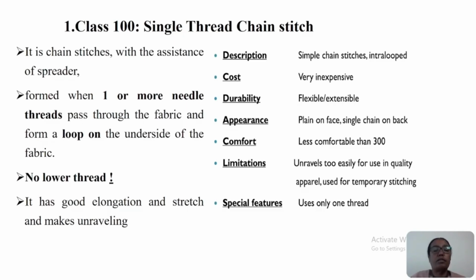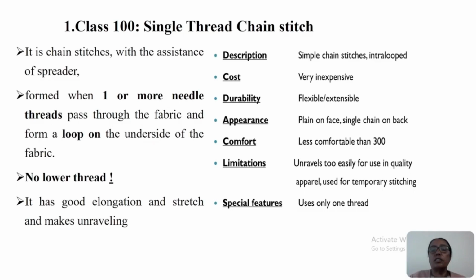No lower thread. This class 100 doesn't have a lower thread, only using the upper thread. It has a good elongation in the stretch and makes unraveling. This class 100 has a good elongation and is easily stretchable.